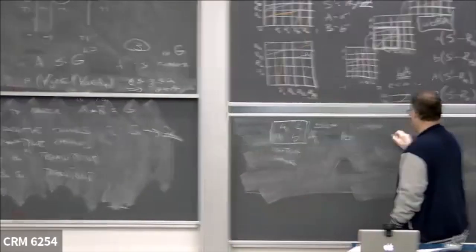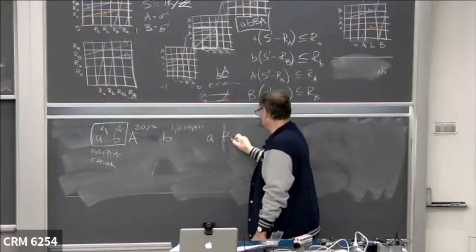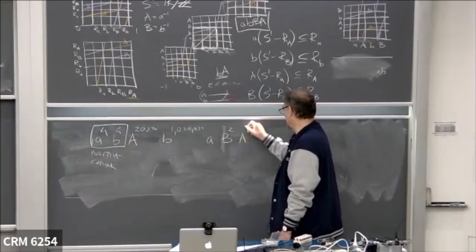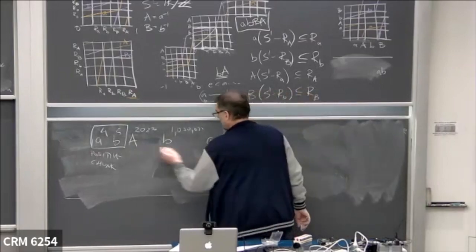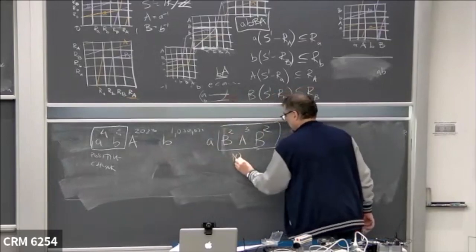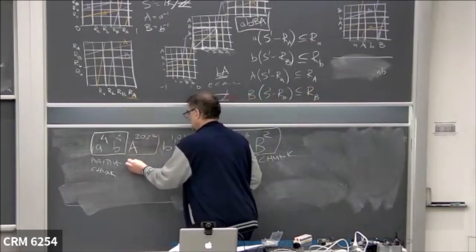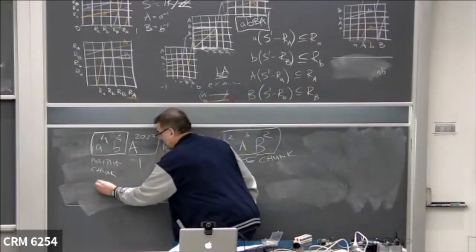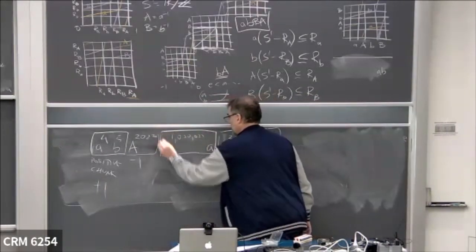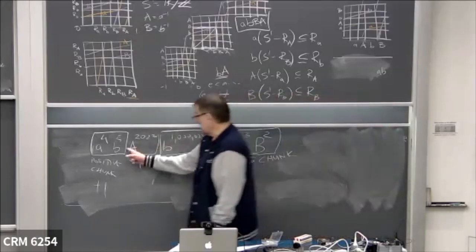Maybe I should add at least one more: A, and then maybe B squared A cubed. So there's a positive chunk. Here's a negative chunk. This one will be counted as +1, this as -1. This one will be a positive chunk, +1, and a negative chunk, -1. And then transitions.